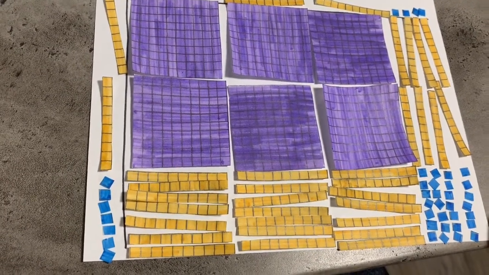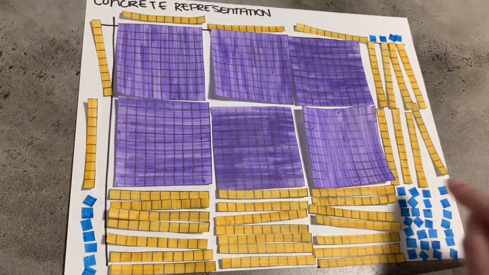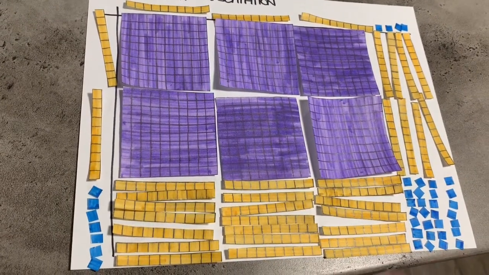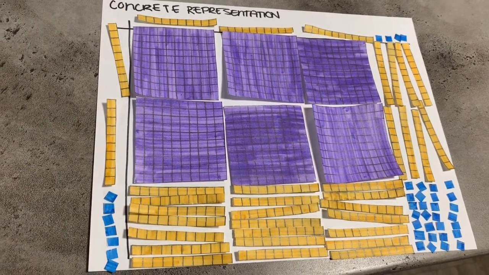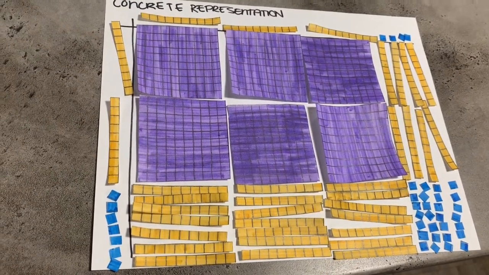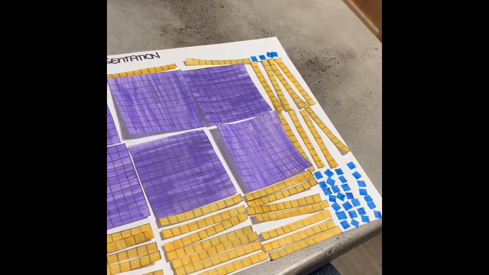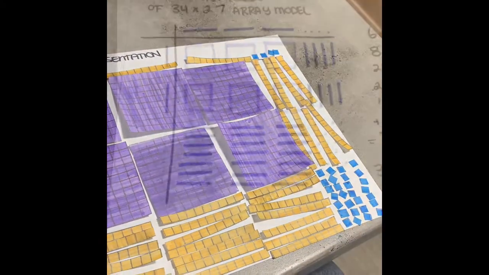Then on top of that, you're going to add 4 single units multiplied by 7 single units, which equals a value of 28. So then we have 890 plus a value of 28, which equals 918. 890 plus 28 equals 918.